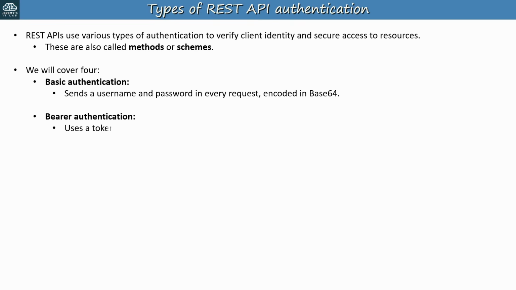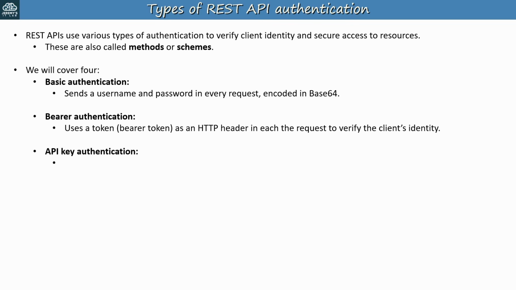Next we have bearer authentication. This method uses a token, called a bearer token, included as an HTTP header in the request to verify the client's identity. This method is quite common in modern APIs. The client first obtains a token, and then includes it in requests after that. Another common method is API key authentication. This requires a unique key, which is typically included as an HTTP header, like the bearer token. The API key acts as a unique identifier for the client, and is useful for tracking usage.